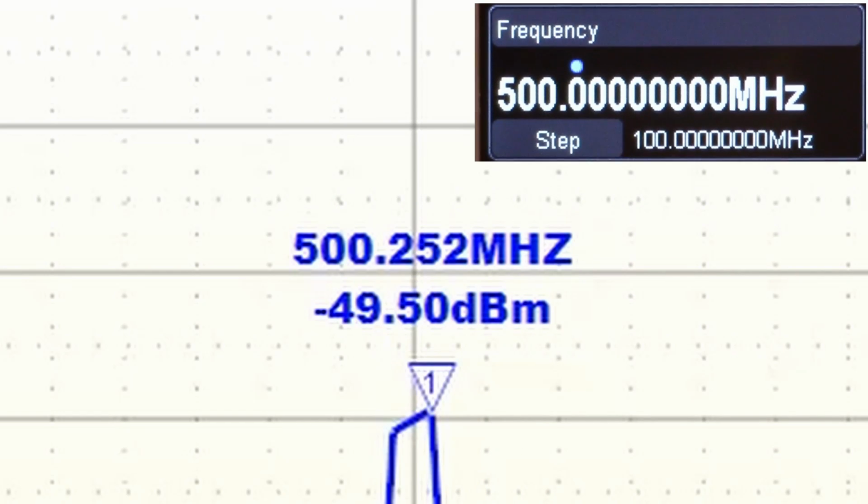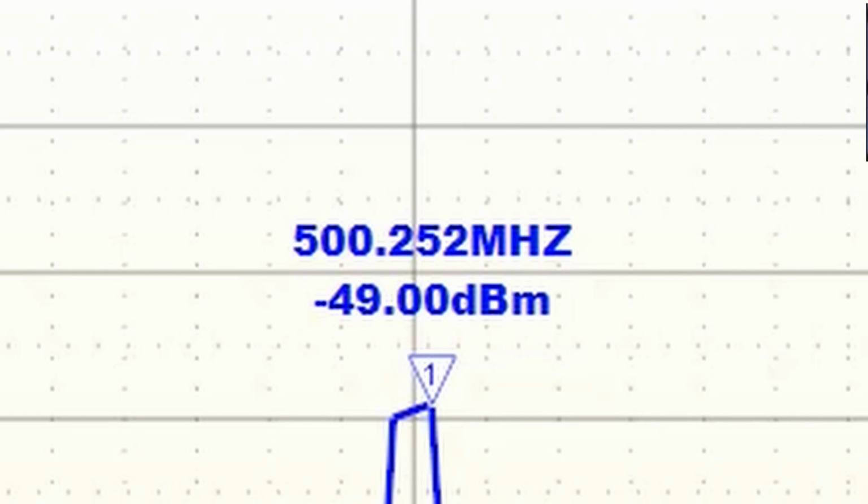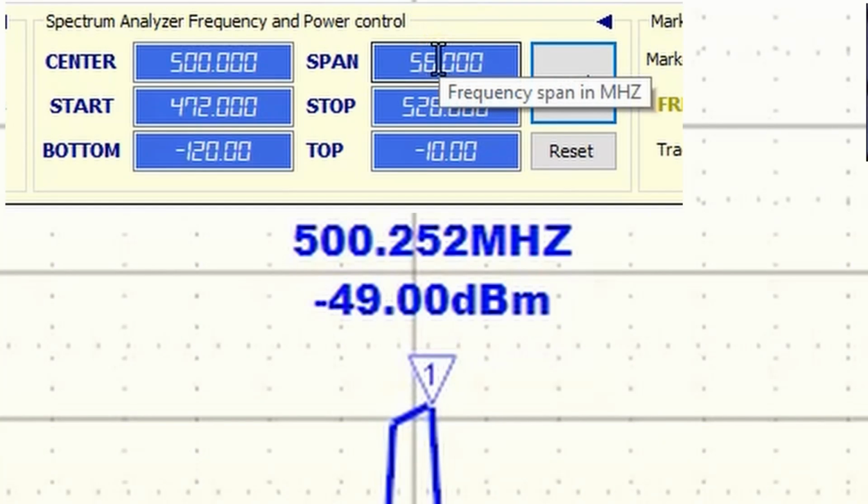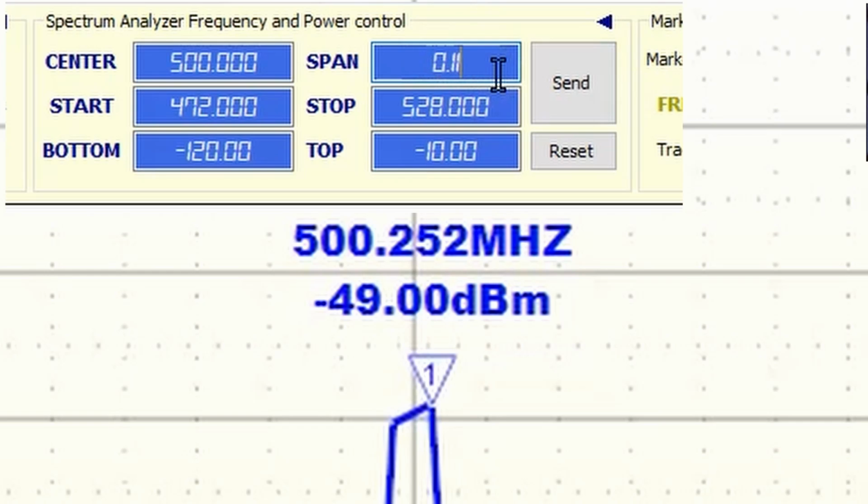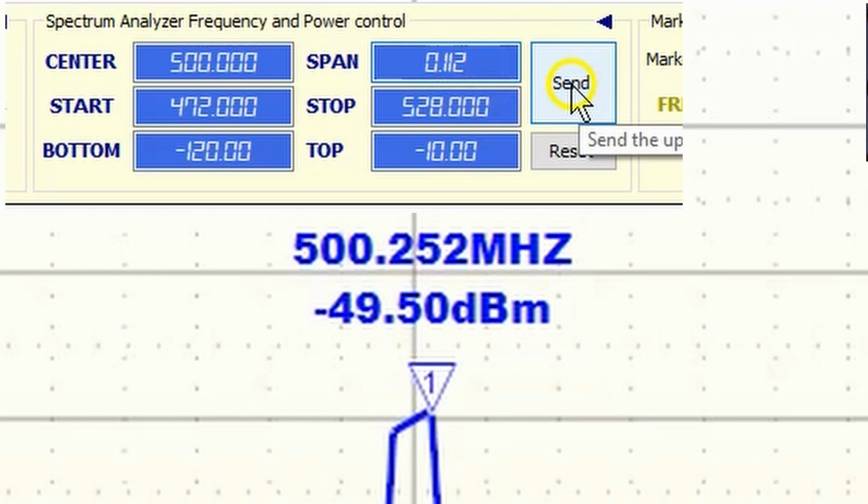So you can see that the resolution of frequency is in these buckets. Here we are at 500 megahertz. Now, before we get too worried about the fact that I have a 500 megahertz signal and I have the RF Explorer reporting 500.252, watch what happens when I change the span to 0.112, giving us far better resolution.